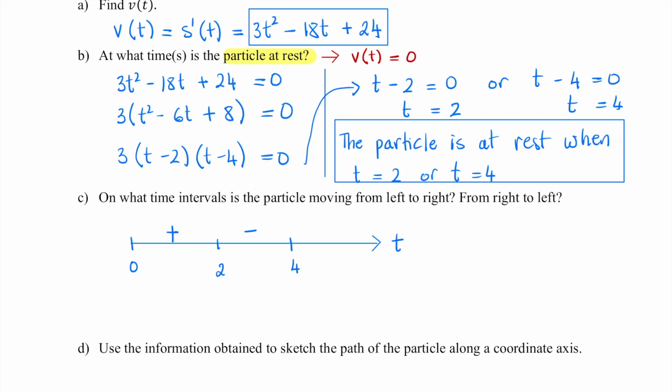When t is in between 4 and infinity, again, we want to check the sign of the velocity. So pick a number in this interval. Say I pick 5. 5 minus 2 is positive. 5 minus 4 is also positive. Positive times positive is positive.